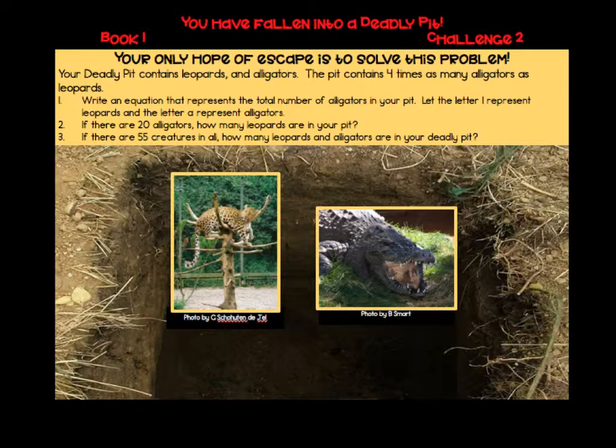And now, on to our scenario. You have fallen into a deadly pit, my friend. Your only hope of escape is to solve this problem. Your deadly pit contains leopards right here and alligators right there, my friends. And the pit contains 4 times as many alligators as leopards. The first thing you must do is write an equation that represents the total number of alligators in your pit. Let the letter L represent leopards right there, and the letter A represent alligators right there.